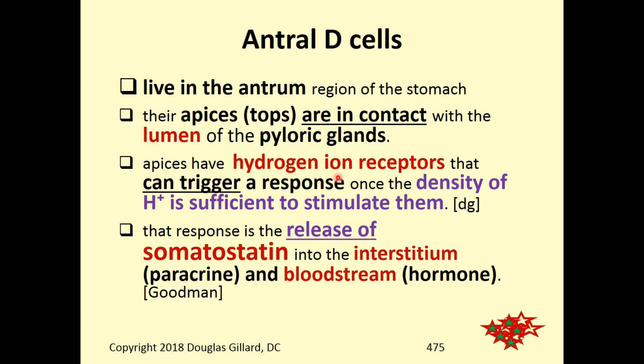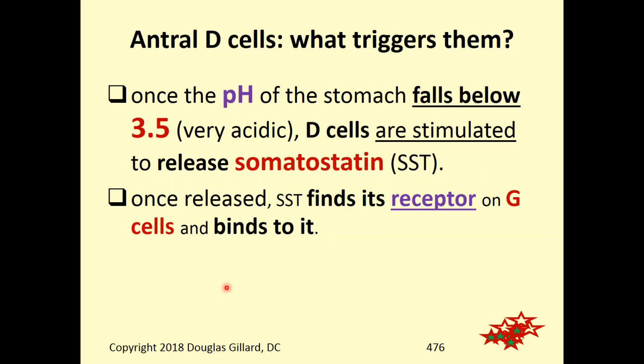They have hydrogen ion receptors that can trigger a response once the density of hydrogen ion is sufficient to stimulate them. And what is their response? Once the hydrogen ion gets strong enough, they release somatostatin, or SST for short, into the interstitium. SST is a double: it acts as a hormone, can get into the bloodstream, and it is also a paracrine. So that's kind of weird.